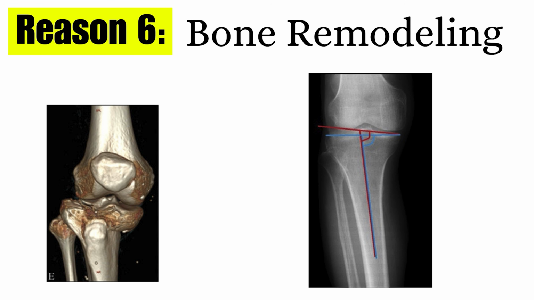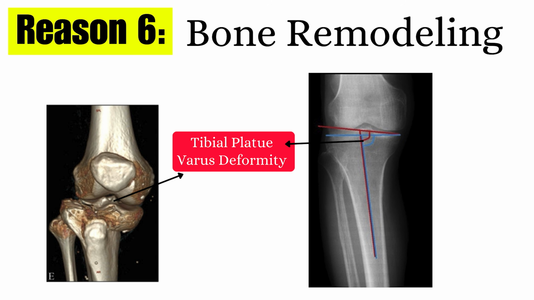The sixth reason is bone remodeling. Bone adapts to stress. More load on the medial side builds denser bone and osteophytes, physically narrowing the joint. And this results in medial shift of the tibial plateau, which leads to varus deformity or bow legs.